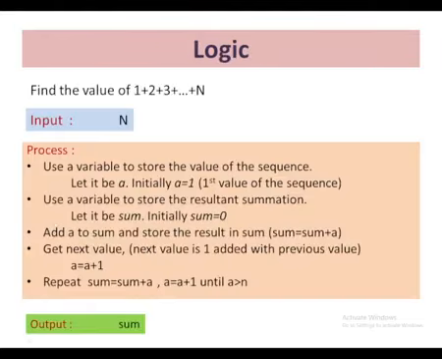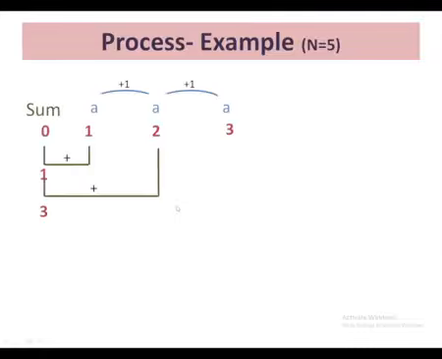So let me also explain this process for n is equal to 5. As you have looked into it, what we are doing is sum is initialized to 0, a is initialized to 1, and I am repeatedly processing sum equal to sum plus a and a is equal to a plus 1 until a is greater than n. So remember this. Let me just show you here.